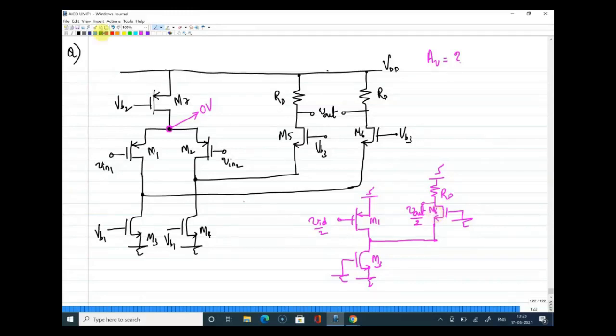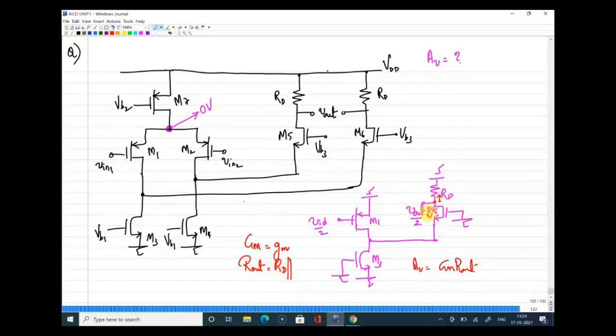So look at this. How to write the gain expression for this? AV can be written as GM into R out. What is GM here? GM is GM1 of the input device, or even it can be GM2. What is R out? R out is always measured at the output point. So there are two parts, one up and another down. What is the up resistance? It is RD. So RD in parallel to what is the down resistance?